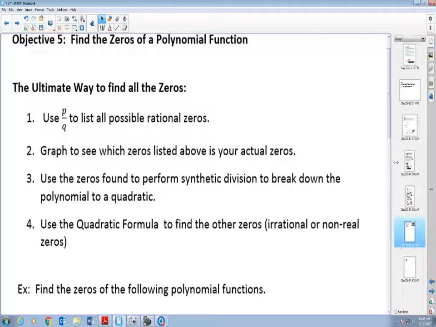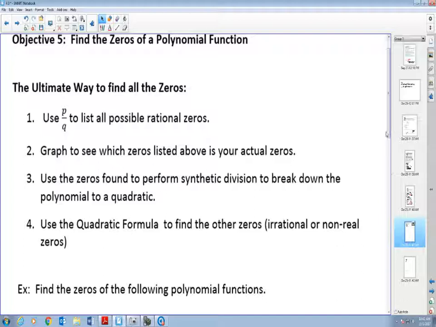The purpose of synthetic division, when we introduced it in another video, was to knock the exponent down to a quadratic. Once I'm down to a quadratic, I can use the quadratic formula, or another technique of solving quadratic equations, to help me find the other zeros.